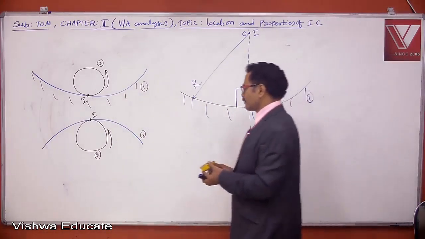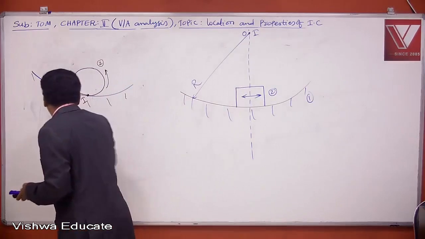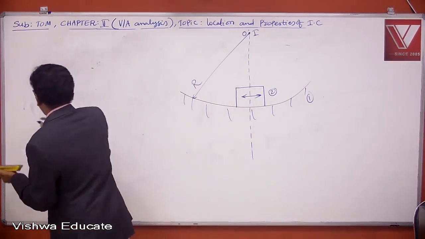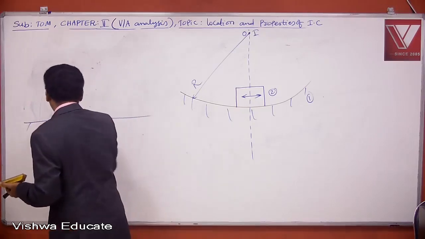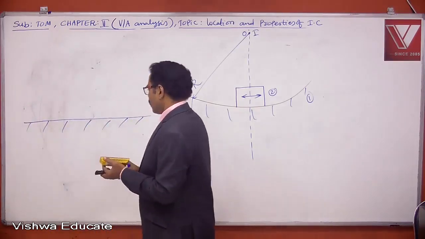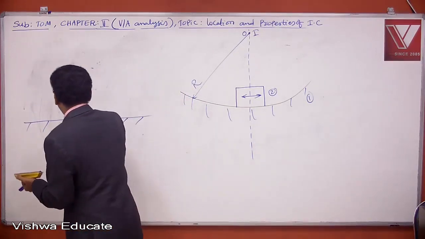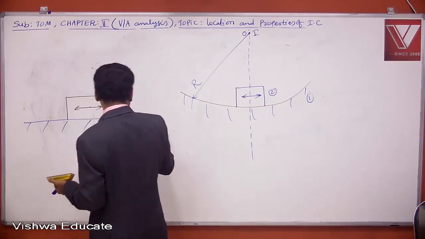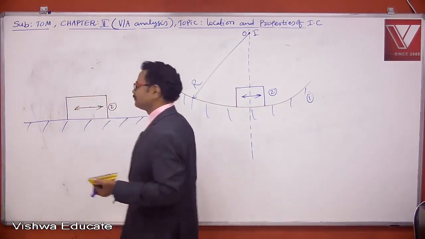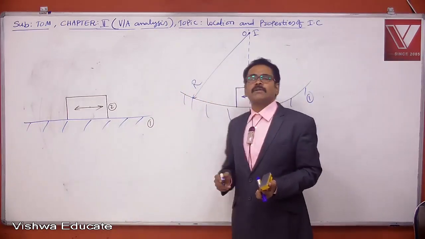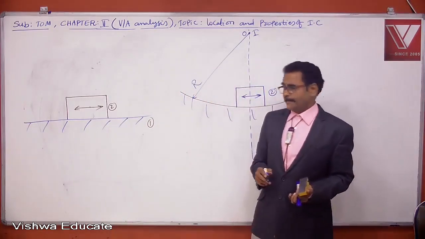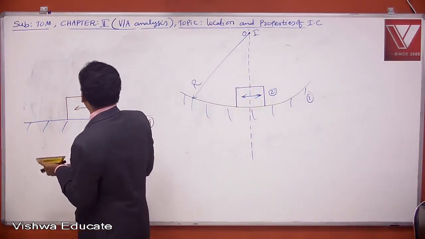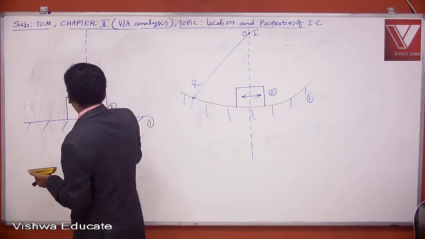Now, I will take another example. A plane surface is there. On this plane surface, a body is executing pure sliding motion. This is the first body and this is the second body. Here also the relative motion between these two bodies is pure sliding. Where does the IC lie? The IC lies on the common normal at the center of curvature.